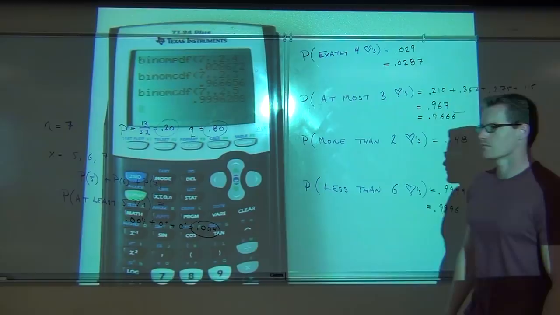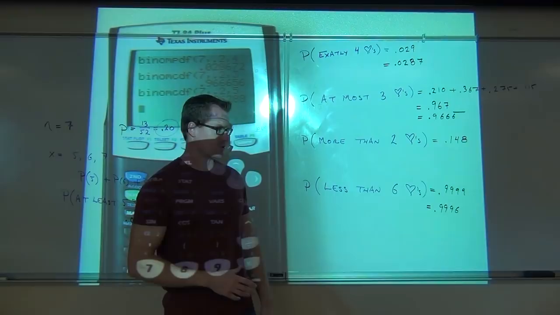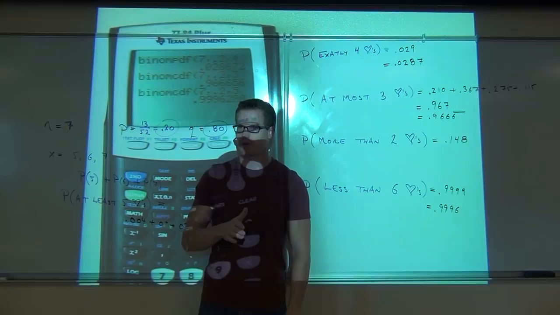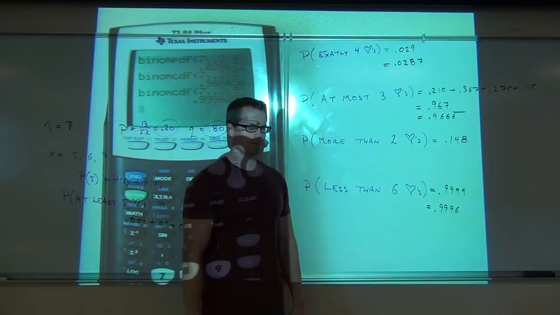Here's the deal. It's oftentimes a lot easier to find the complement of this thing than your calculator, because your calculator won't directly give you this. If you plug in 2, you know what? It's going to give you 0, 1, or 2. You've seen that, right? That's what these gave you. If you plug in 1, it's going to give you 0, 1. If you plug in 3, it's not going to give you greater than that. It's going to give you 0, 1, 2, or 3.